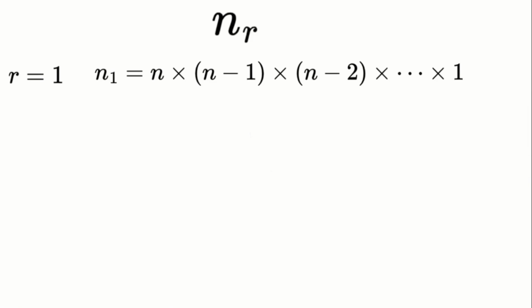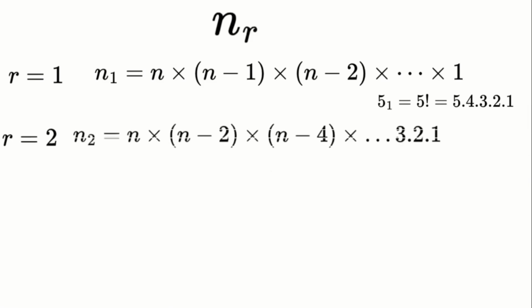Let's break it down. 1. First factorial, r equals 1. This is the normal factorial you already know. You take a number, multiply it by the number right before it, then the number before that, all the way down to 1. 2. Second factorial, r equals 2. This is called the double factorial. Instead of multiplying every number, we skip every other one. For example, if we start with 6, we multiply 6 by 4, then by 2, and we stop there.